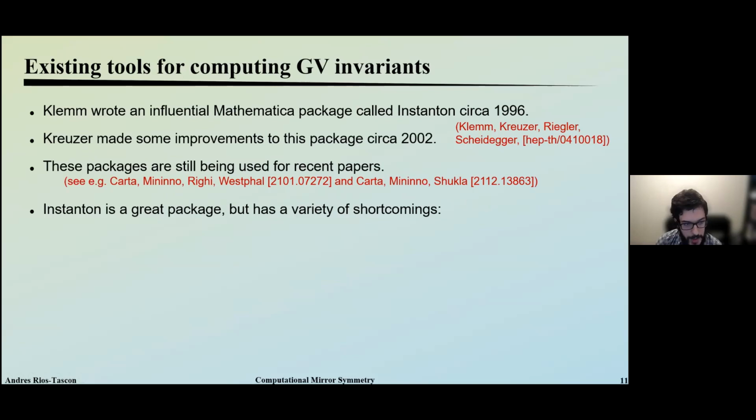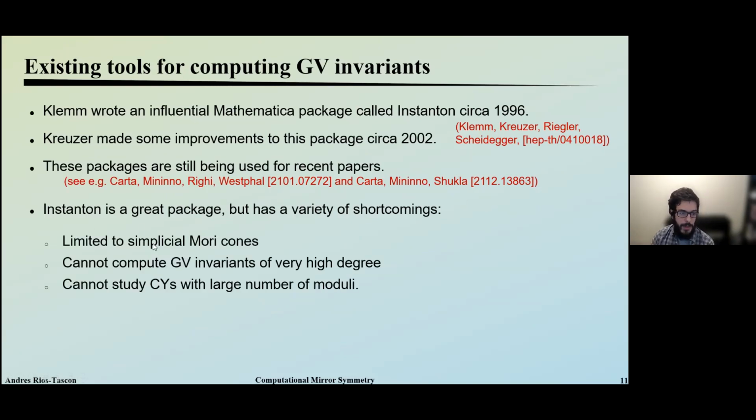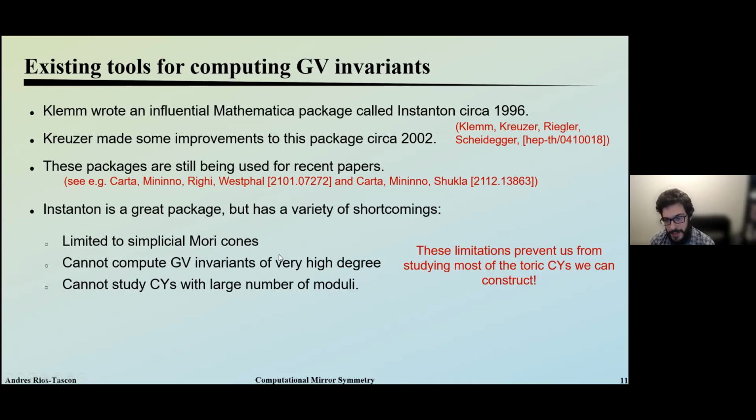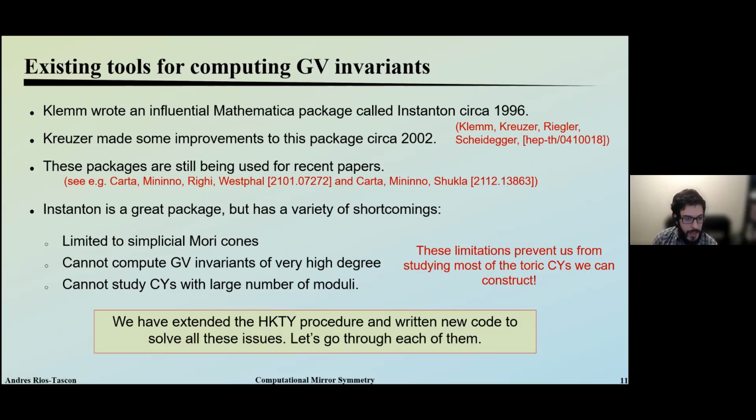So even though instanton is a pretty good package, it has a variety of shortcomings. First of all, it is limited to simplicial Mori cones. It can't compute GV invariants to a very high degree. And it can't study Calabi-Yaus with a large number of moduli. And unfortunately, the vast majority of Calabi-Yaus are excluded by these conditions. So we really need to do something to explore the landscape. So what we did is that we extended the HKTY procedure and we wrote new code that solved all of these issues. So let's go through each of them.